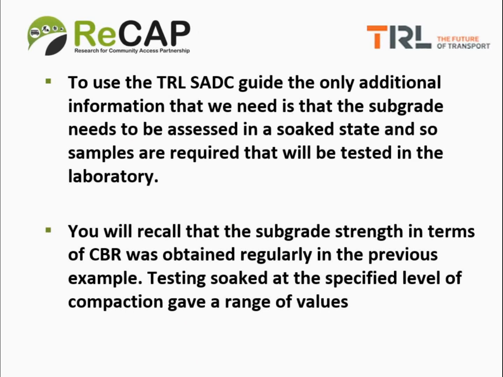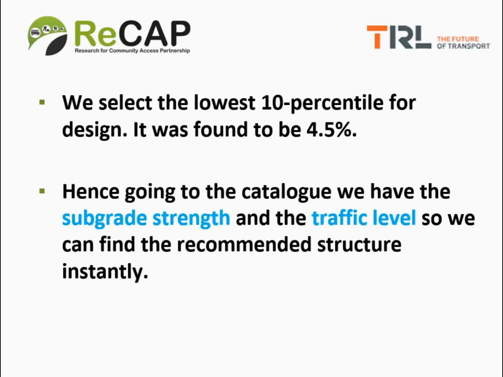You will recall that the subgrade strength in terms of CBR was obtained in the previous example, the Ashtyn example that we went through. Testing soaked at the specified level of compaction gave a range of values. Now, we don't want to use the mean value because that means that half the road will be on a weaker subgrade. We need to use the 10 percentile so that 90% of the road is on a stronger subgrade than the worst 10%.